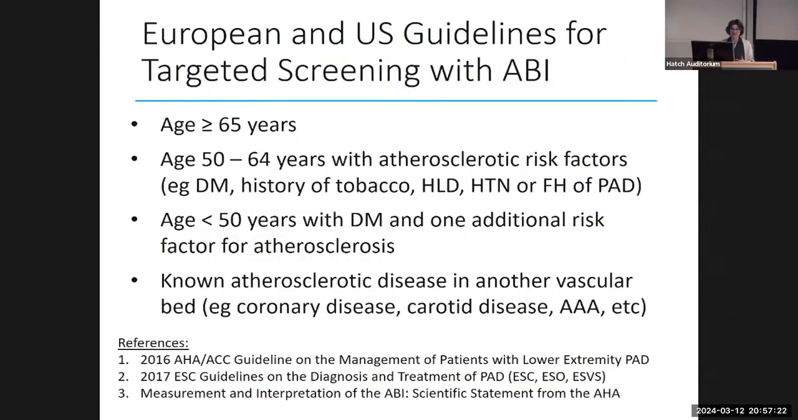When it comes to screening guidelines, there are things that we can be doing if we follow what's already out there. This is from the European Society for Cardiology, AHA and ACC, and they advocate for screening patients for PAD if you're over the age of 65, or if you're 50 to 64 with diabetes and one additional risk factor, or if you have atherosclerotic disease in another vascular bed. If you're less than age 50 and you have diabetes and one additional risk factor, you should be screened as well.